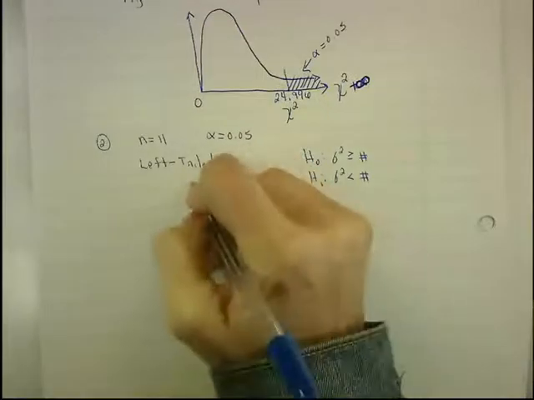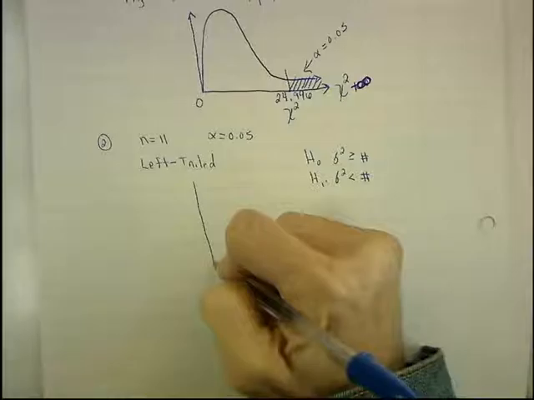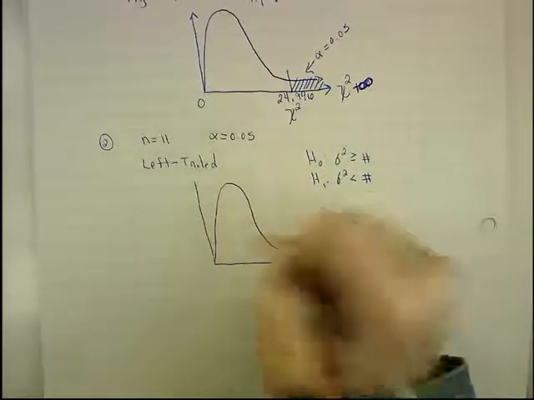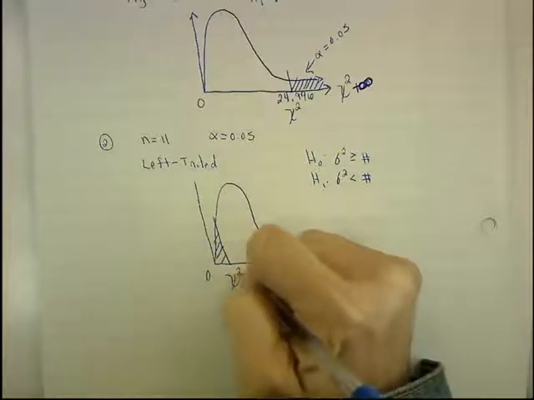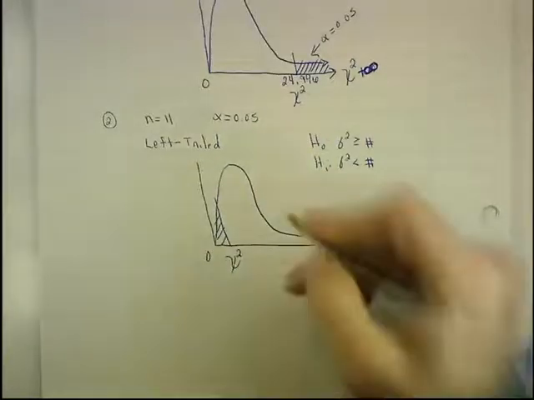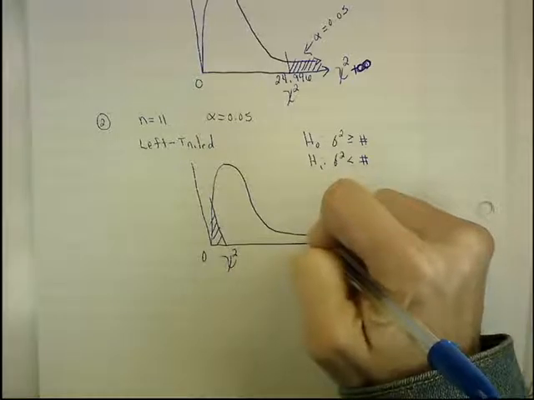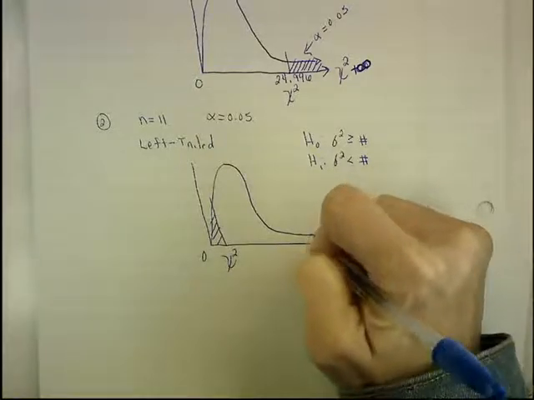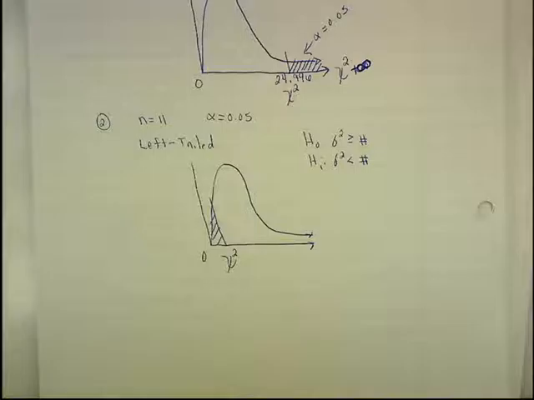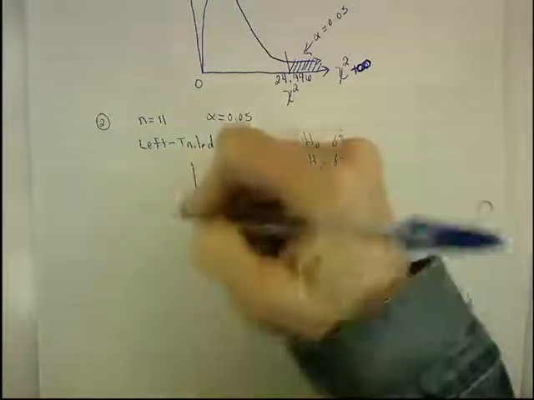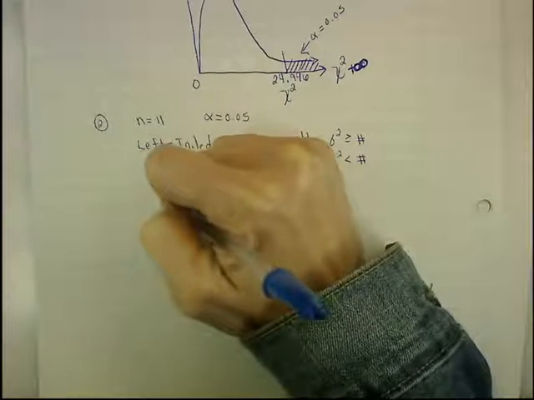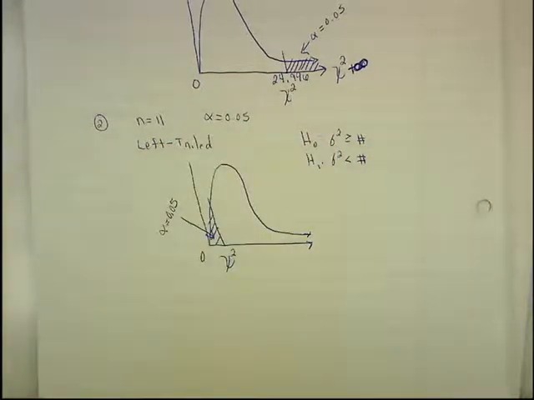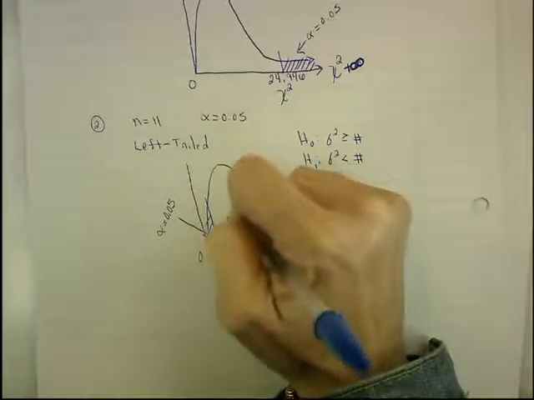You would draw your distribution, and this time you would shade the left tail. And you're looking for that positive chi-square value that indicates the left tail. The way this works is that the given alpha is this area, 0.05. That means the area above the unknown chi-square value is 0.95.